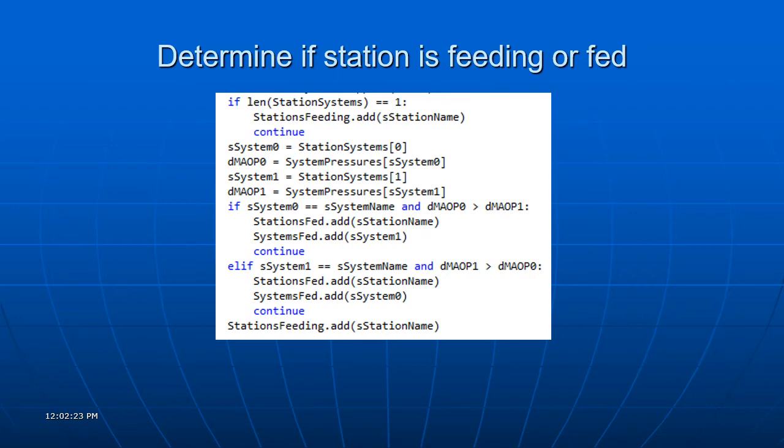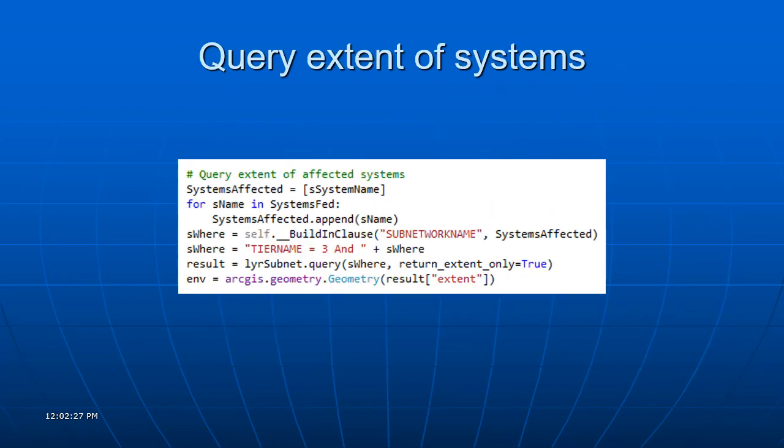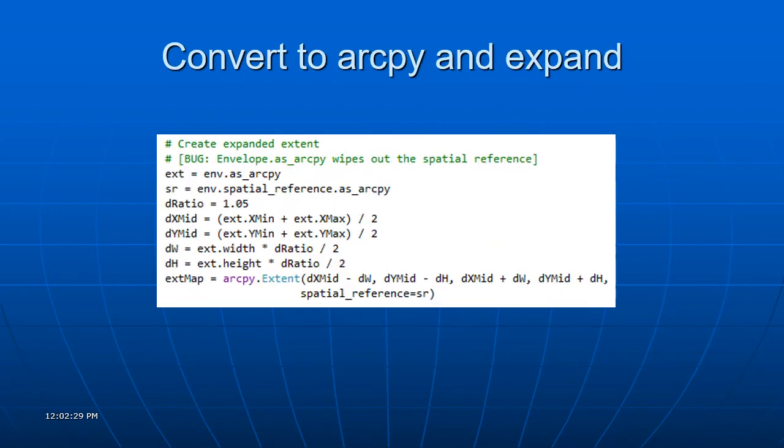Here I use the previously gathered system pressures to determine if a station is feeding the pressure system or is being fed by it. Finally, I query the extent of the systems to be displayed on the map. I then expand the extent and convert it from Python API to ArcPy. Note that envelope as ArcPy has a bug which wipes out the spatial reference, hence this workaround.